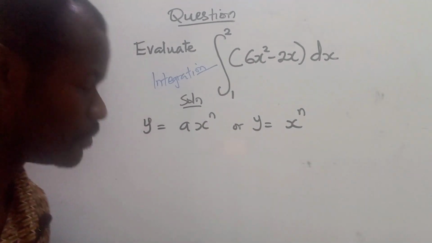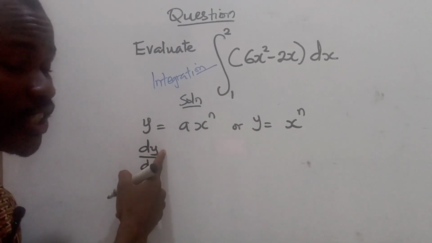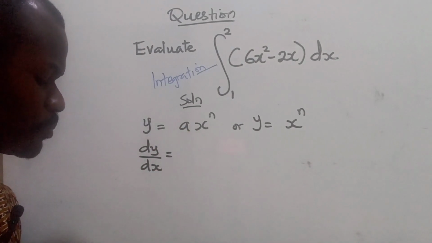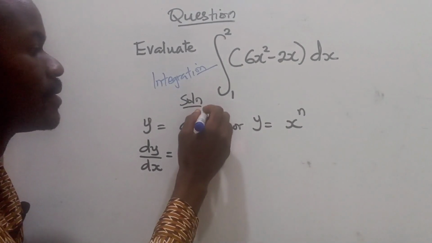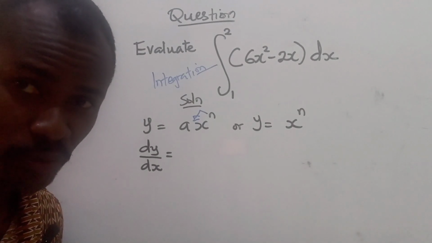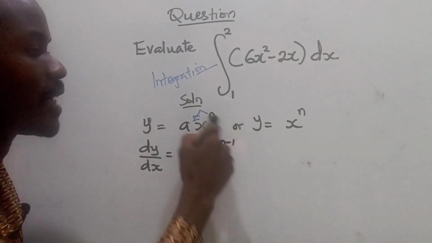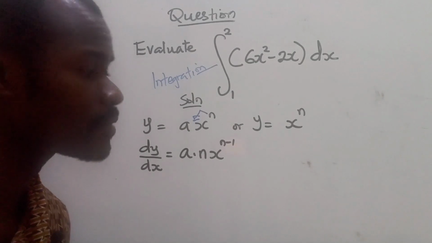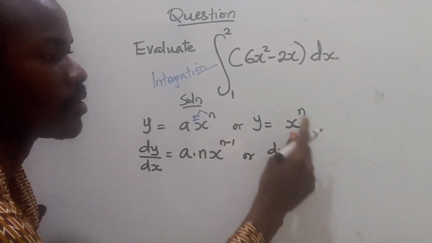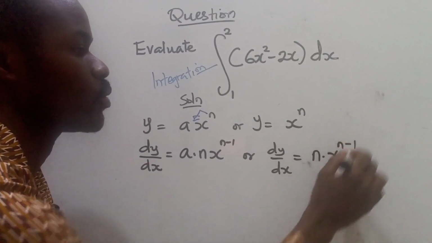Using the general method, all you need to do is this becomes dy over dx. That's differentiating y. That is equal to what? To differentiate this, the power, which is n, comes in to multiply the a, and we subtract 1 from the power. That will be a multiplied by n, times x raised to power n minus 1. As simple as that. What about this? We are still going to do the same. Of course, there's no coefficient, but the n will come down to multiply the x and we subtract 1 from the power.